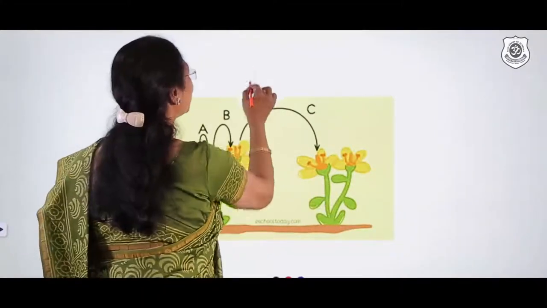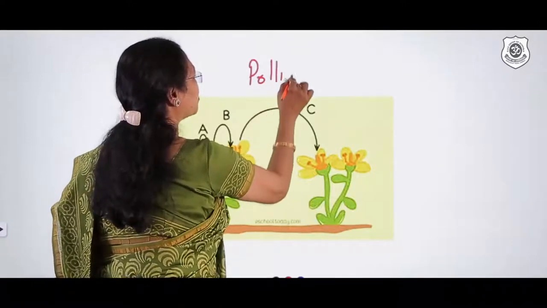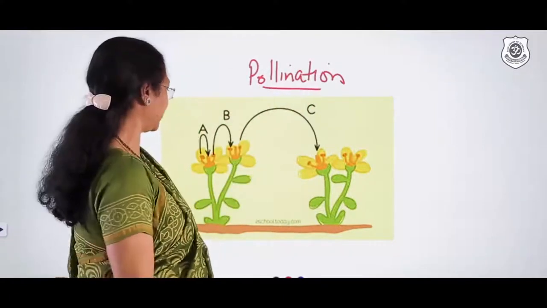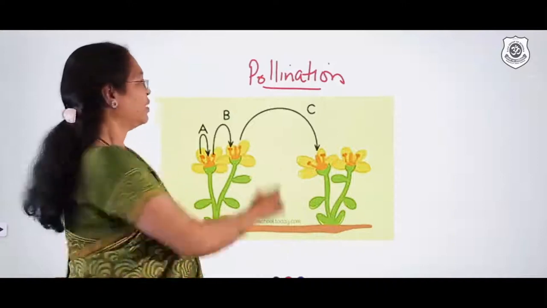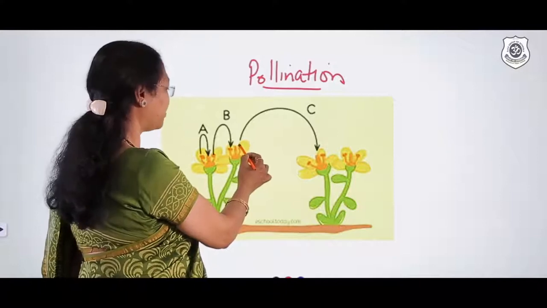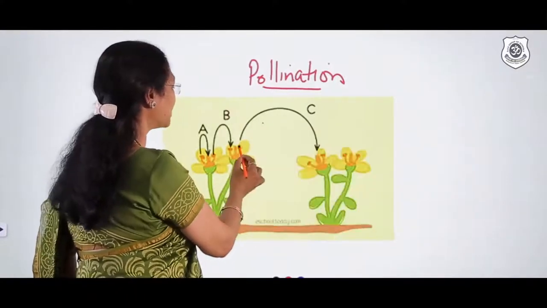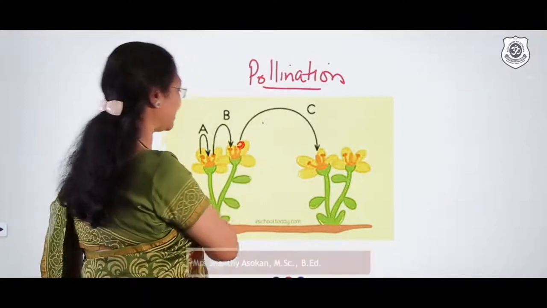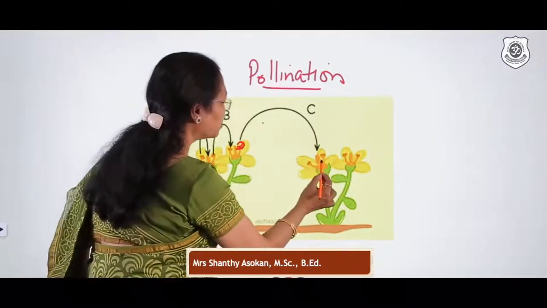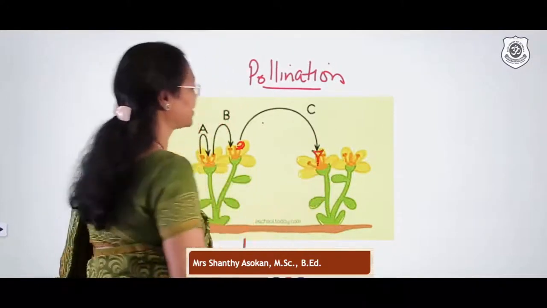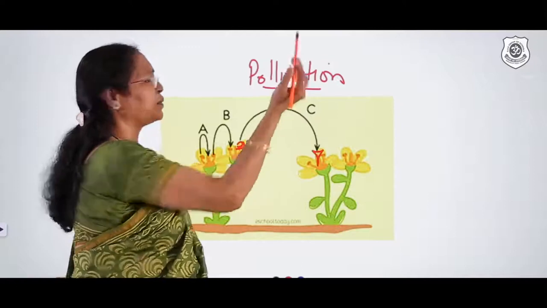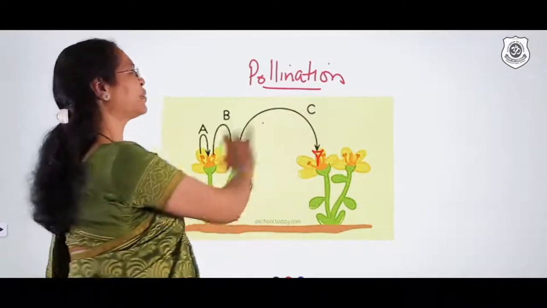Now I'm going with the term pollination. What do you mean by the word pollination? What exactly is pollination? Pollination is the transfer of pollen grain from the anther to the stigma. So the pollen grains are transferred from the anther to the stigma, the stigmatic surface. So the transfer of pollen grain from the anther to the stigma, you call it pollination. Now what are the two different types of pollination?